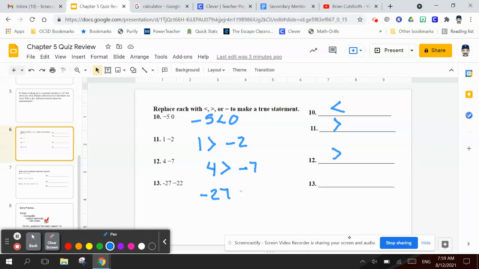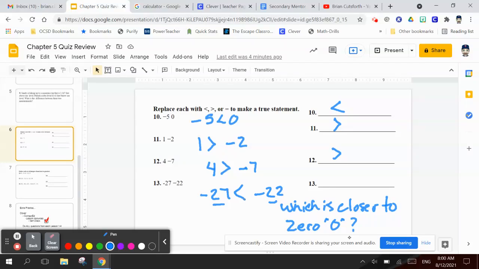So we have -27 and -22. When comparing two negative numbers, think about which is closer to 0. Is 27 closer to 0 or is 22 closer to 0? Closer to 0 would be 22. So 22 is greater. So -27 is less than -22.